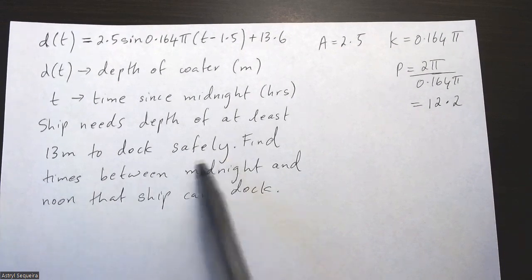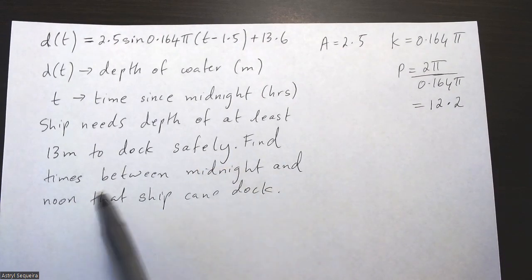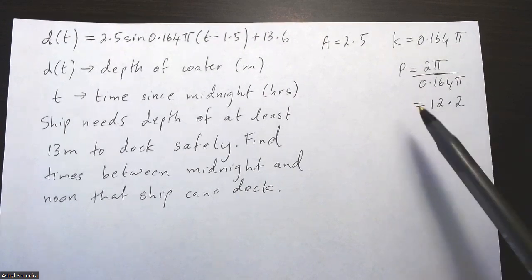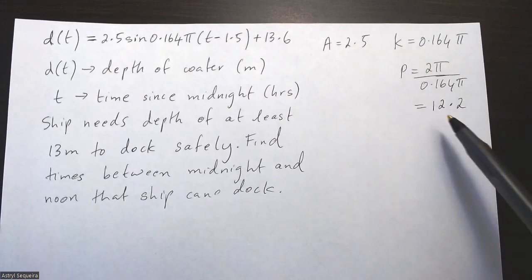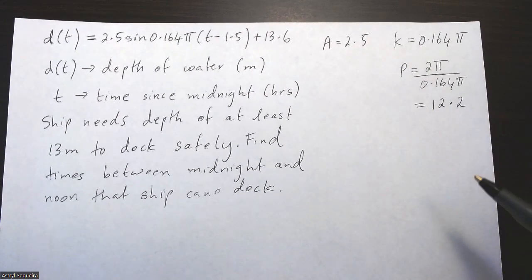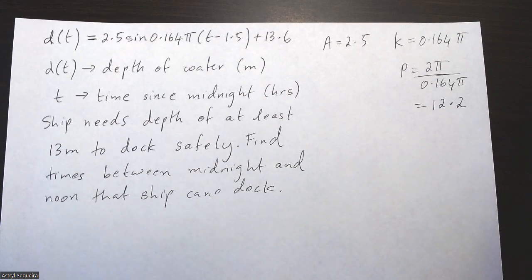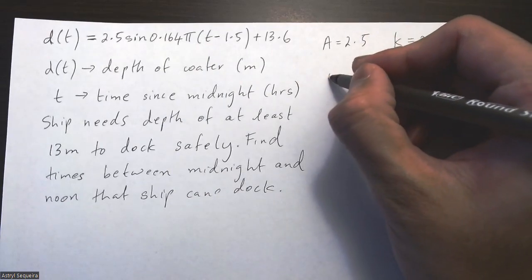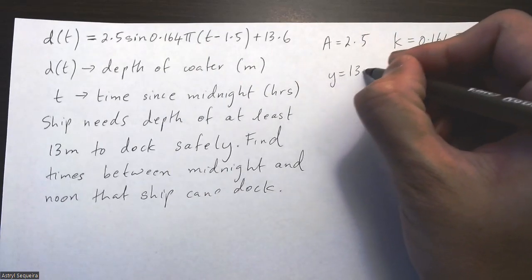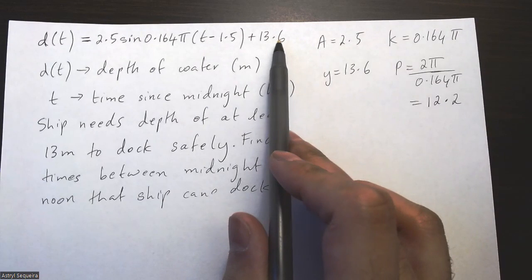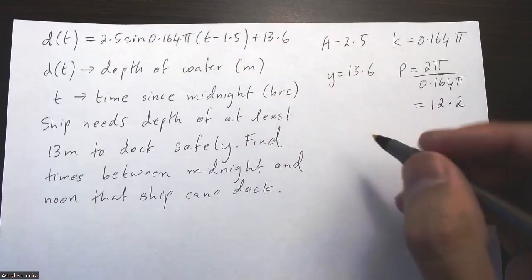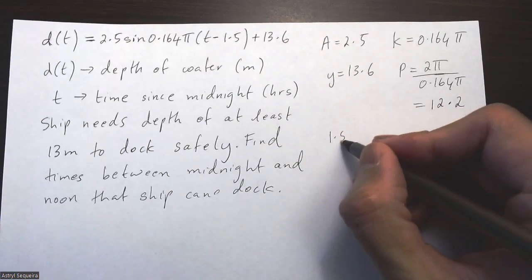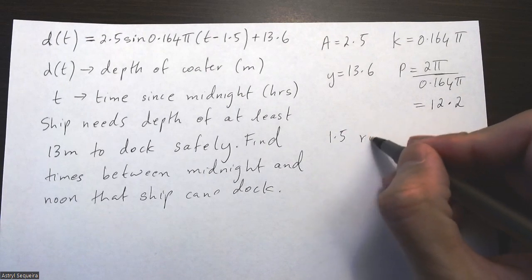till noon. So we know that we're just going to be talking about one period of this wave. So we just have to draw one period of this graph, and that will cover from midnight till noon. Then we know that the equation of axis is y equals 13.6. That's the number at the end. And we have a phase shift of 1.5 to the right.